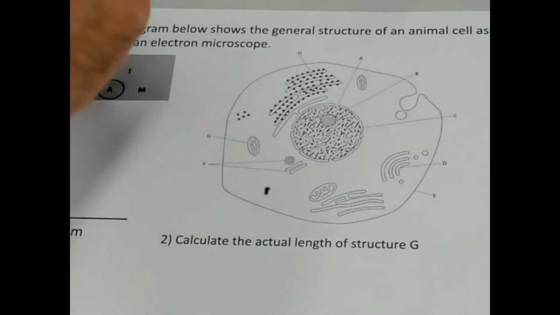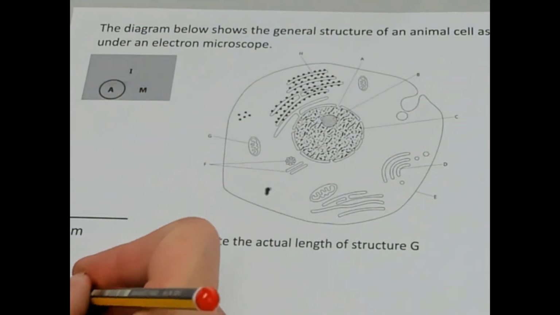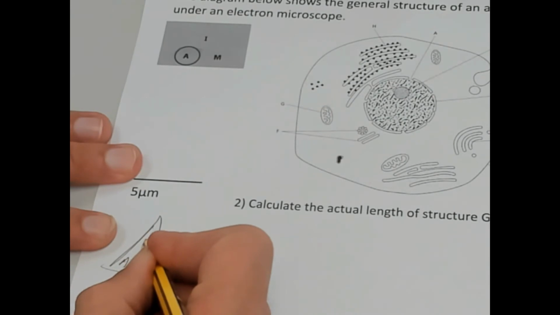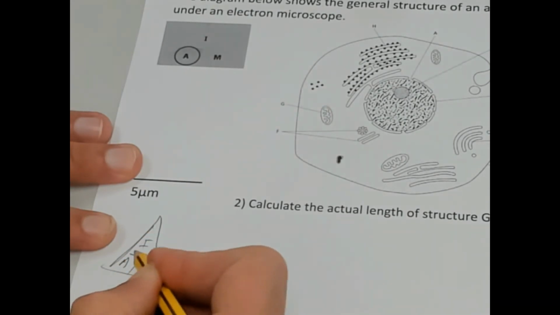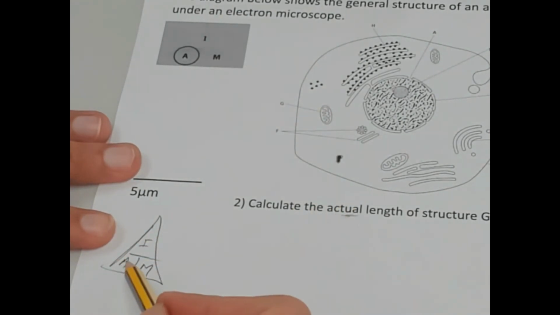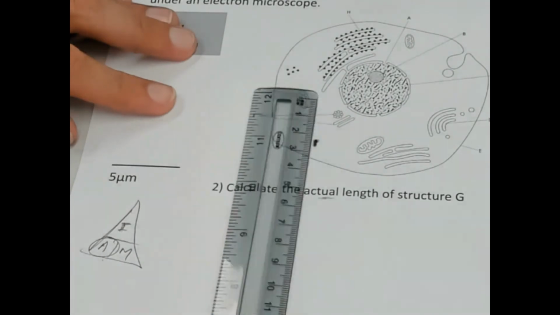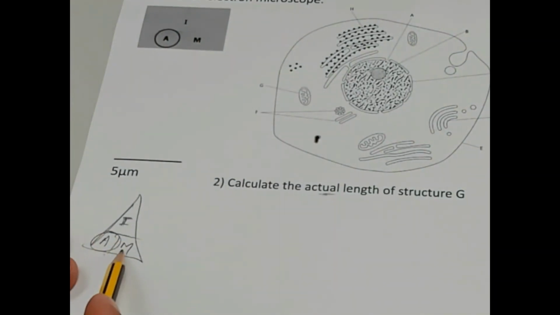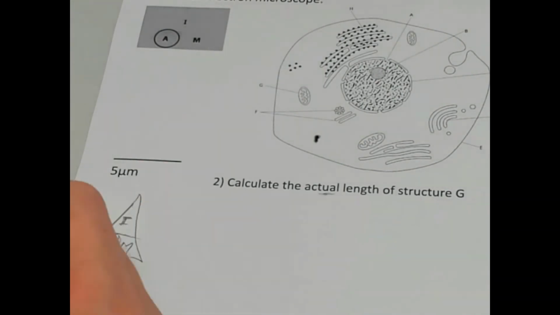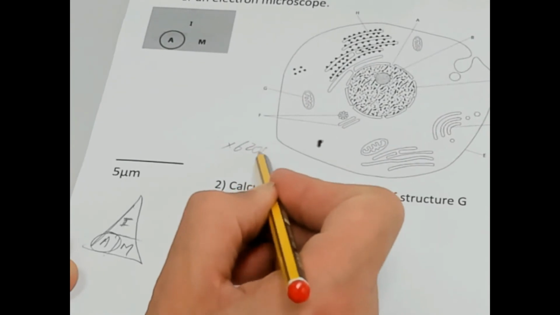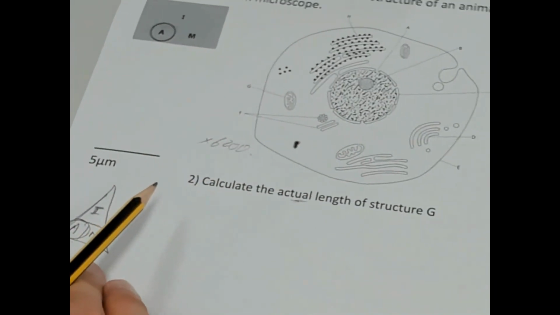Okay, so now I know if I just do my nice little triangle over here, AIM, calculate the actual length. They want A, so I'm going to divide image size, the exact amount of millimeters of this organelle, divided by my magnification. Where do I get my magnification from? Well, I've already worked that out in the previous question. It's 6,200. Okay, so some questions lead into each other.